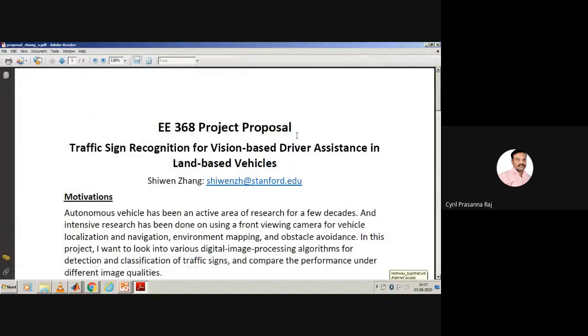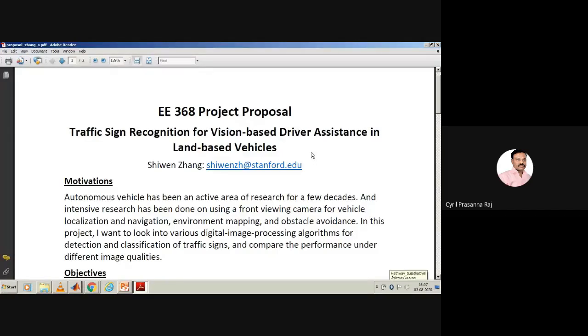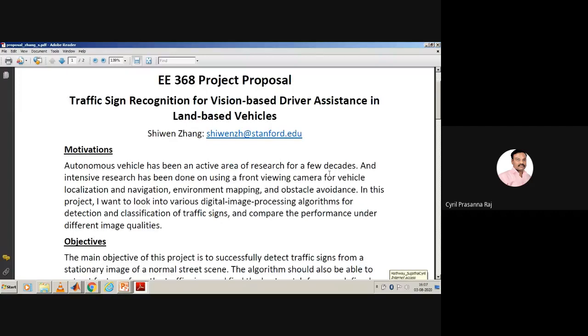So today we will discuss what this concept is all about. This is an example that is available from Stanford University. So today I will send you the code and explain the concept, and I want you to run the code and complete this example today itself. So, traffic sign recognition for vision-based driver assistance in land-based vehicles.